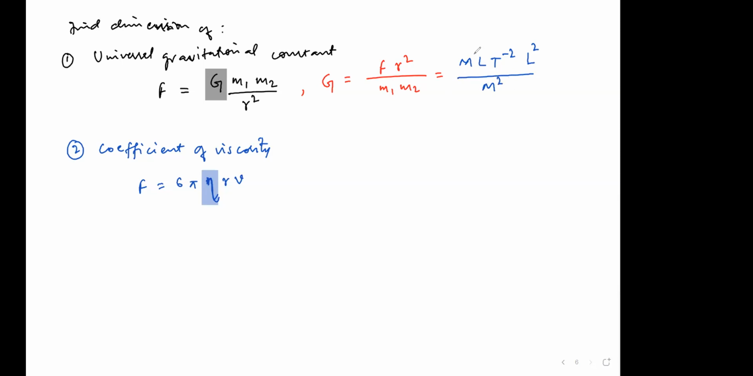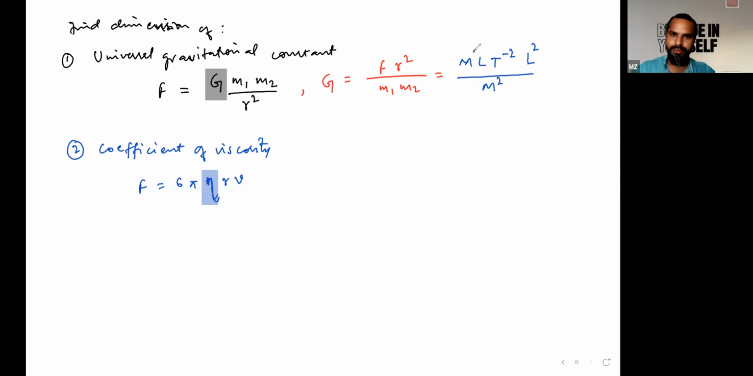Just see, in the numerator we have m raised to the power 1, and in the denominator m raised to the power 2. So we have two same quantities having the same base but different exponents, and they are related by division. So according to the law of exponents, their powers get subtracted. So it will become 1 minus 2.